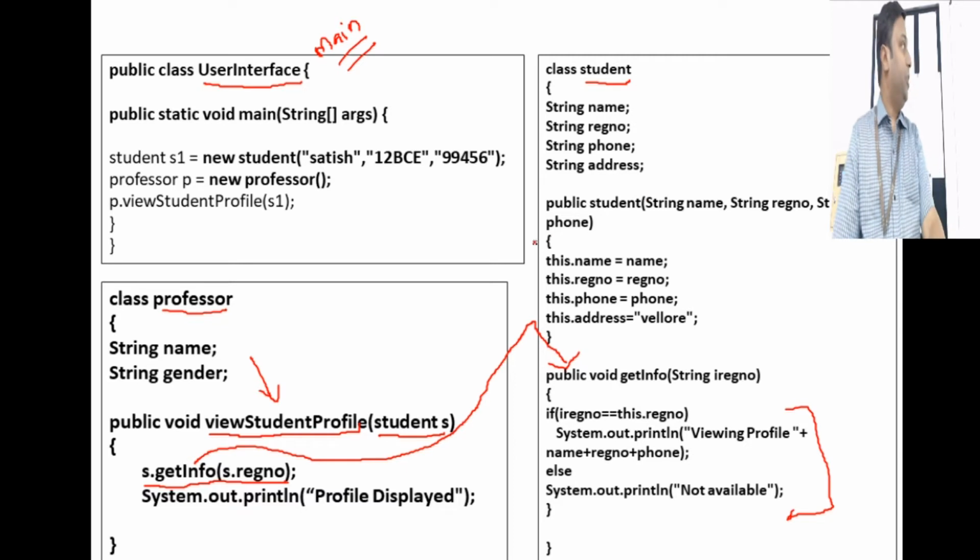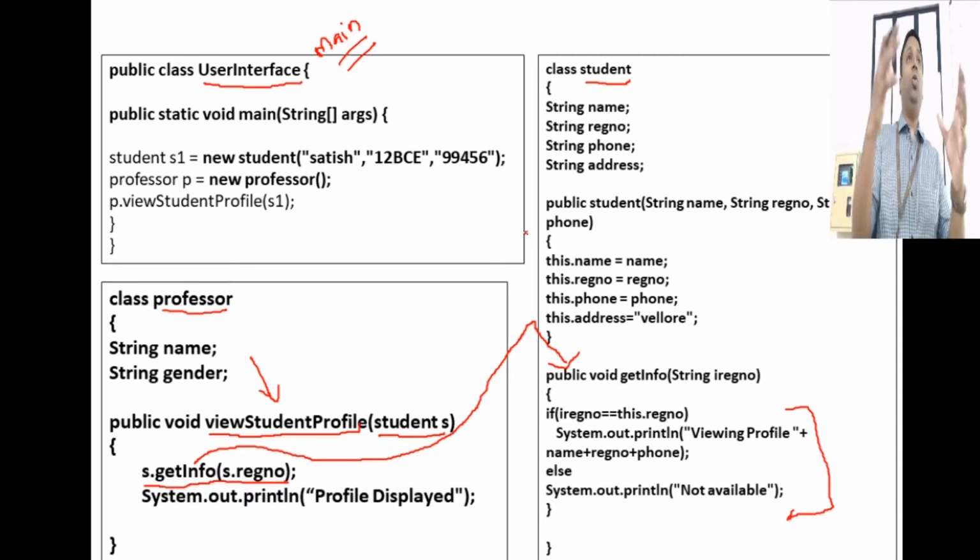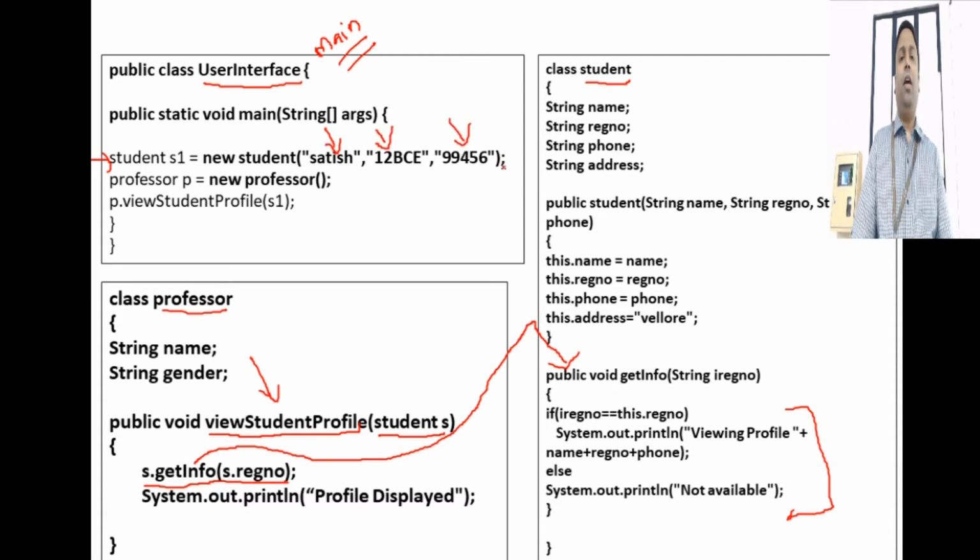As I told you, sequence modeling is about communication between 2 different objects. So we have to create 2 different objects here. Say in the main class, I'm creating an object of type student. So I'm saying student name is Satish, registration number 12 BCE, and some phone number I'm giving. How this object is created: data is passed to the parameterized constructor here, and the object is getting created for the student. Now we have to create an object for professor. So professor P is equal to new professor.